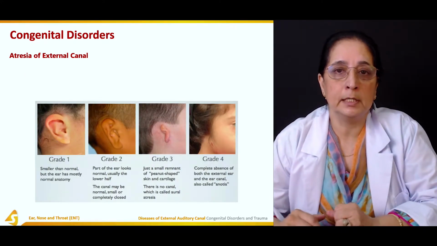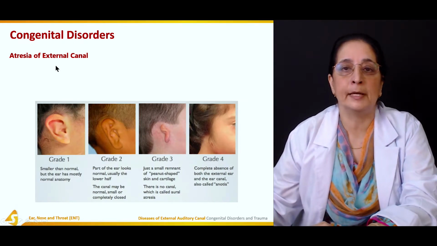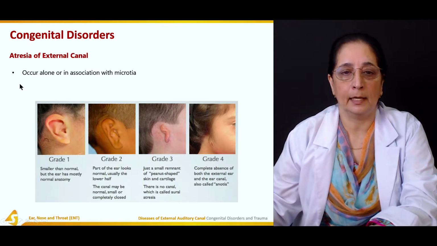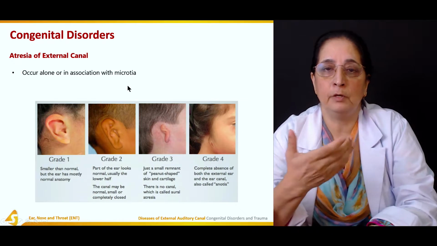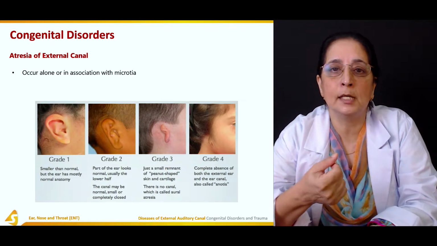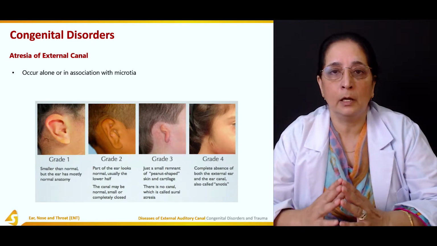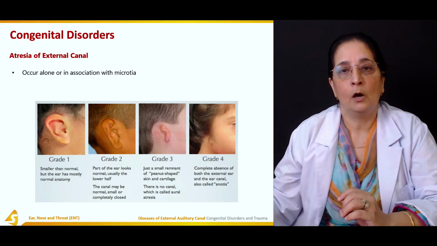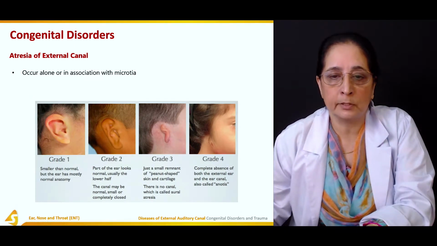Now, some congenital disorders that can involve the external ear. One congenital disorder is atresia of the external canal. This atresia can occur alone, or it may occur in association with microtia. Microtia is the condition we mentioned in our previous lecture. Micro means small and otia is for the ear, so microtia is a congenital disorder in which the ear is very small. Atresia again is the small size of the external auditory canal or meatus. So it can occur alone or with microtia, in which the ear is also small.